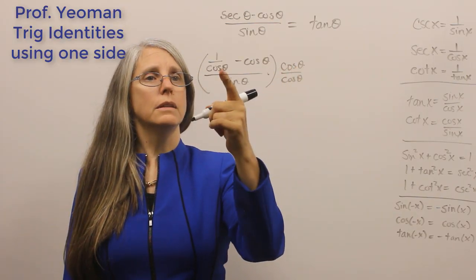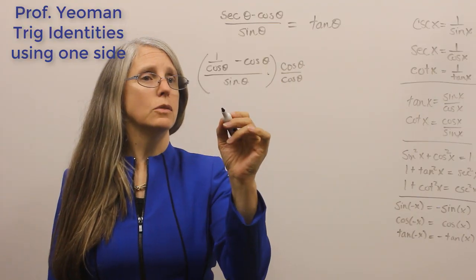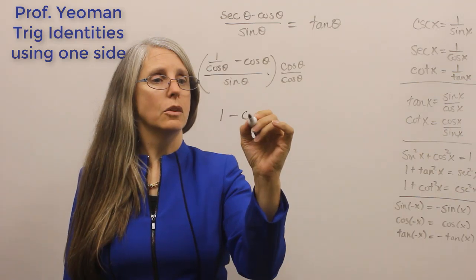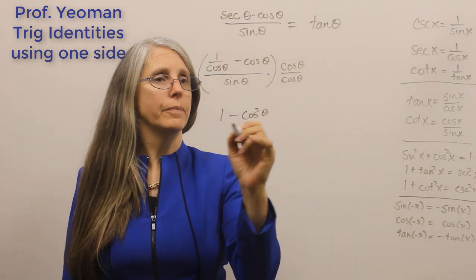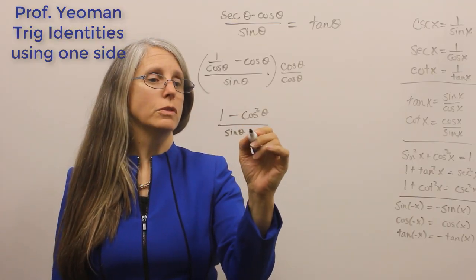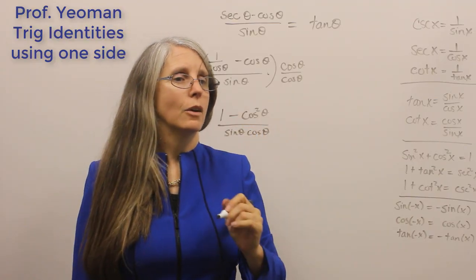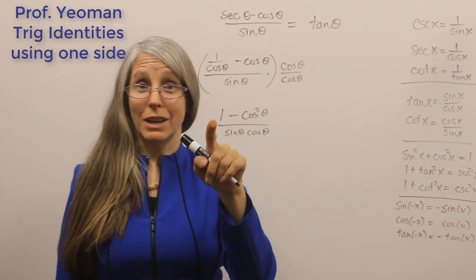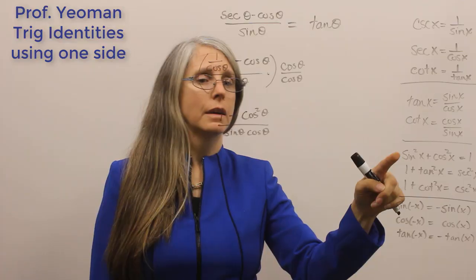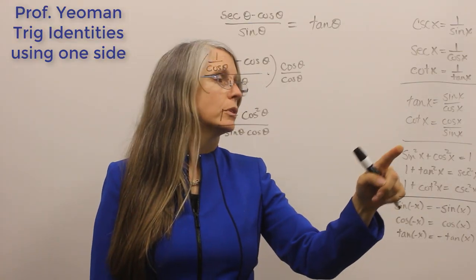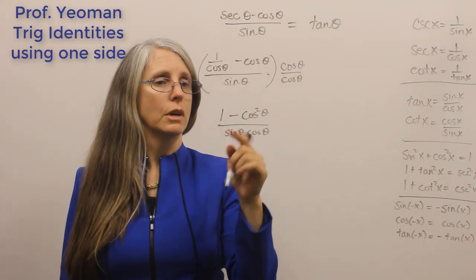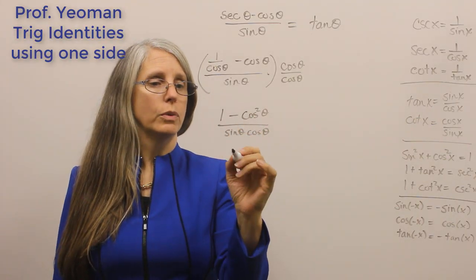So cosine theta times 1 over cosine theta is 1, minus cosine theta times cosine theta is cosine squared theta. Sine theta times cosine theta is sine theta cosine theta. Okay, now this is something that we recognize, right? It's over here in our Pythagorean identities. Sine squared plus cosine squared is 1, so 1 minus cosine squared is equal to sine squared. So I'm going to replace the numerator with sine squared.